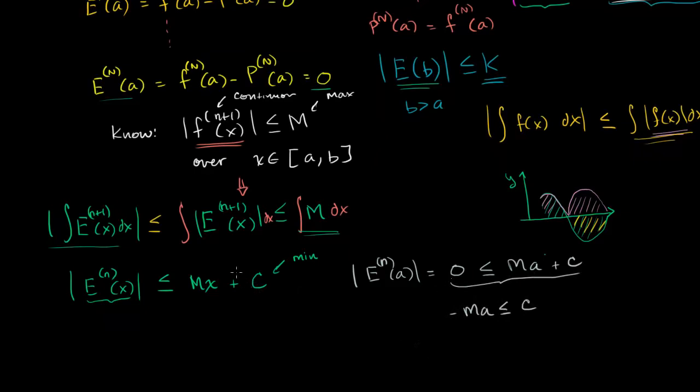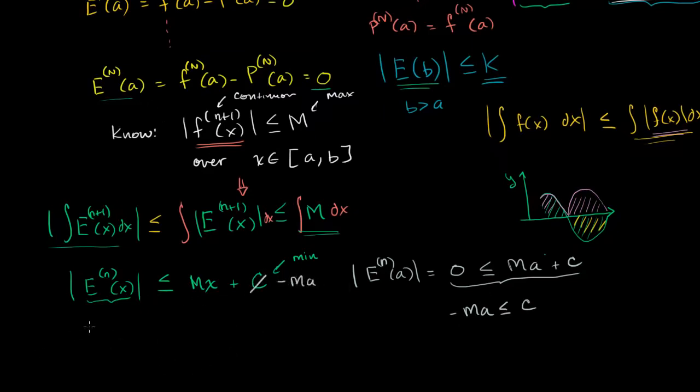So our constant here, based on that little condition that we were able to get in the last video, is going to be greater than or equal to negative ma. So if we want to minimize the constant, if we want to get this as low of a bound as possible, we would want to pick c equal to negative ma. That is the lowest possible c that will meet these constraints that we know are true. So we will actually pick c to be negative ma.